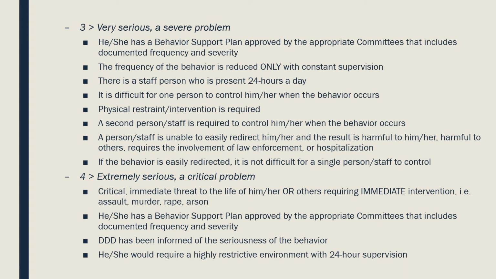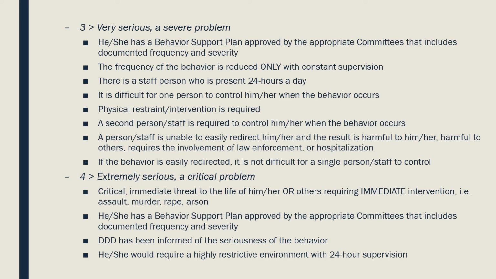You would mark a 3 when a behavior is very serious and a severe problem. They have a behavior support plan approved by the appropriate committees that includes documented frequency and severity. The frequency of the behavior is reduced only with constant supervision. So they always have to have someone with them, and that is the only way that behavior frequency reduces. There is somebody with them present 24 hours a day.